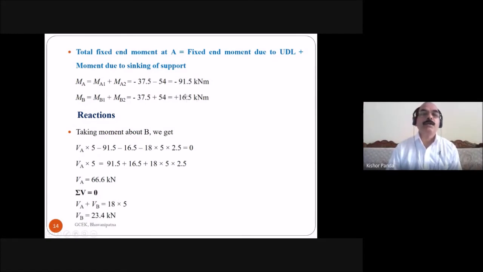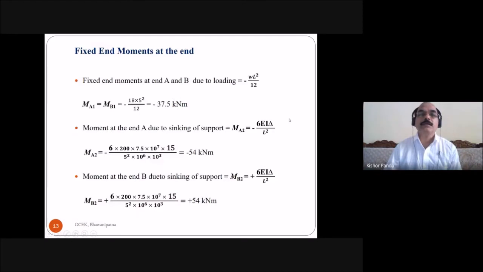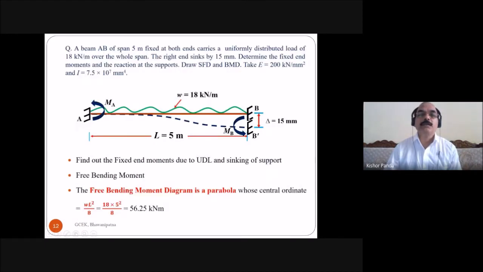So here MA is negative, anti-clockwise, and MB is positive. For fixed end moments, on the right side a negative moment is clockwise and on the left side it is anti-clockwise. But here MB is positive, so the direction of MB is anti-clockwise. MB direction is anti-clockwise, and MA direction is also anti-clockwise, negative.